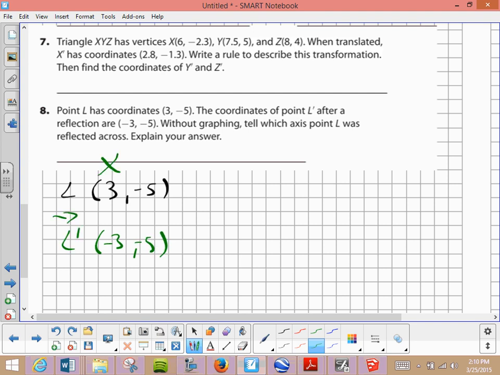This is a reflection, by the way. So the x changed and we kept the y, right? So what does that mean? What do we reflect across? We reflected across the y-axis, right? That is it. That's all you needed to know. And the rule will be to do what? What is the rule? Yeah, multiply x by negative 1, and the y stays the same.